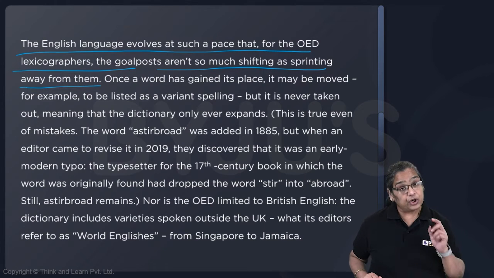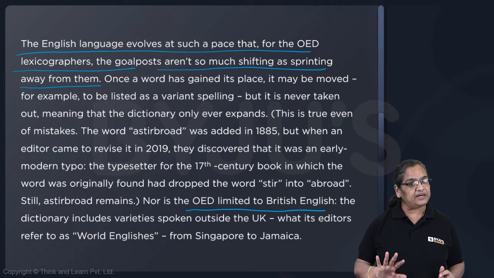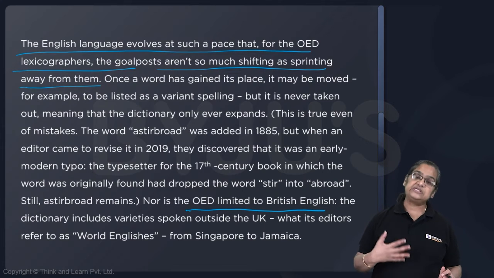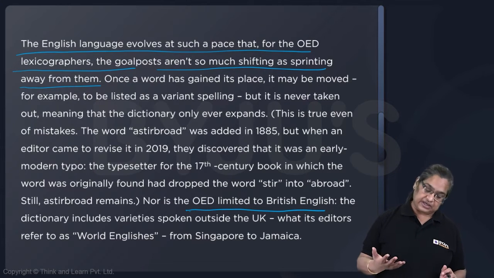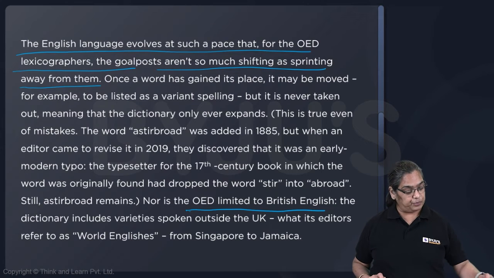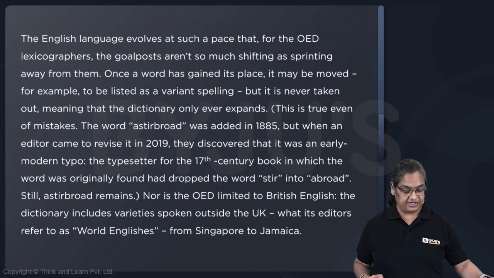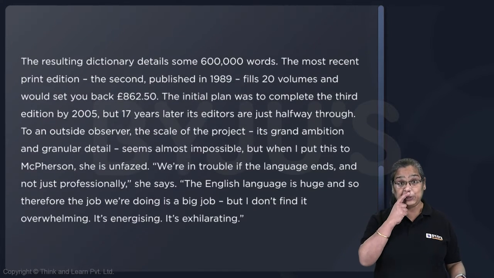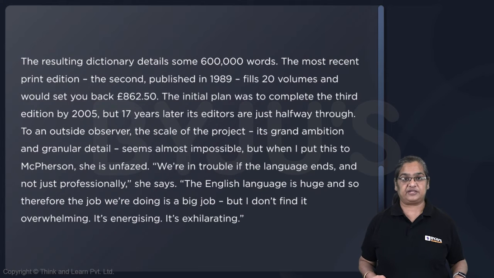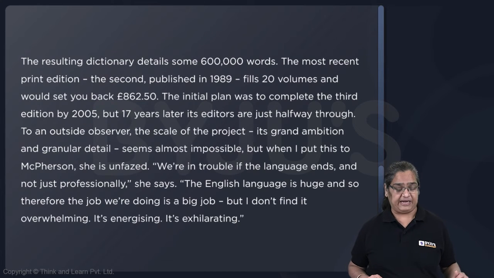Then he says, nor is the Oxford English Dictionary limited to British English. It uses English words which are used in other countries as well, from Singapore to Jamaica, all kinds of world English. If they use Indianisms, they do actually. Quite a few Indian expressions like guru and all have been added.